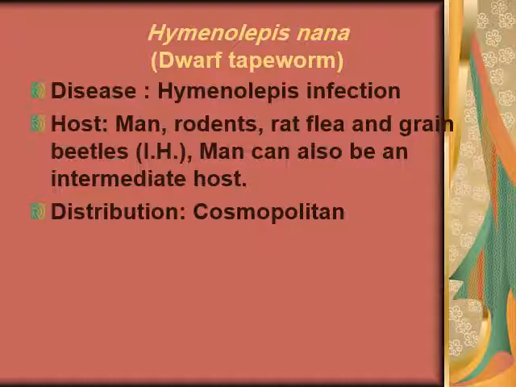The rat flea and grain beetles, which are the weevils present in grains or flour, can transmit the infection as intermediate hosts having the larval stage of Hymenolepis nana and the other worms also. Man can also act as intermediate host as well as rodents because the larval stage can inhabit the small intestine of man and the cycle goes on without need of any intermediate host. Distribution is cosmopolitan.